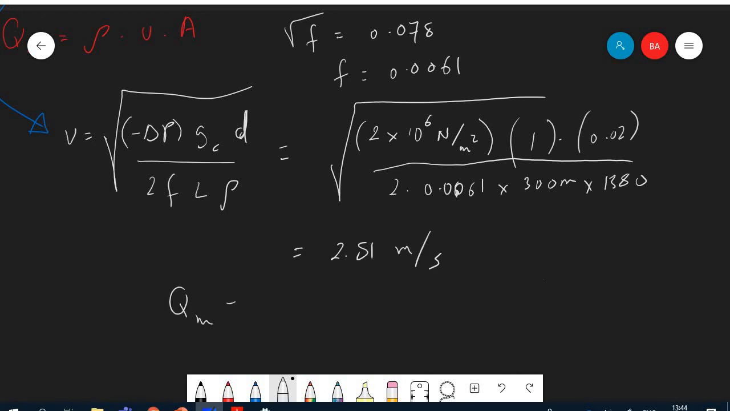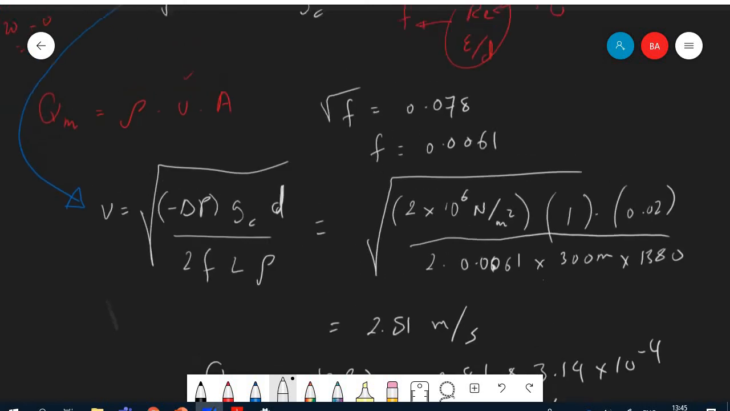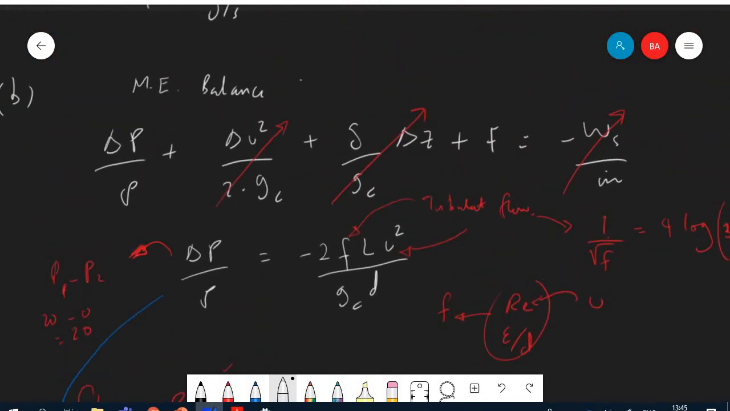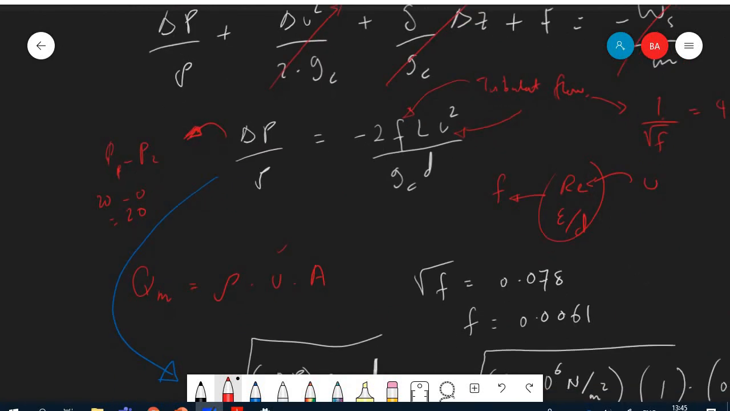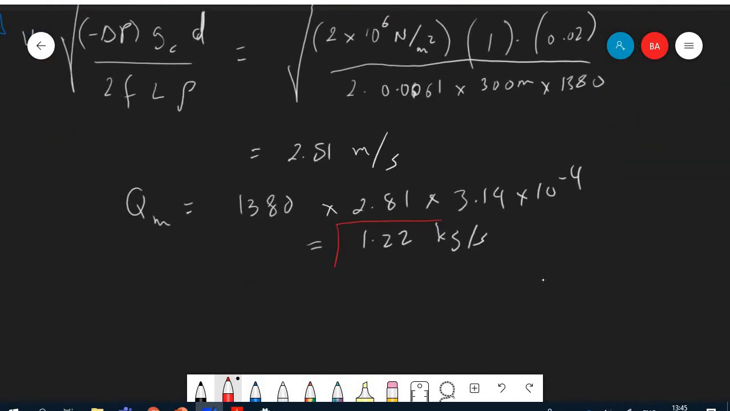So my QM is going to be the density multiplied by the velocity multiplied by the area, to be equal to 1.22 kilograms per second. And we can see that this number is lower than the number that we obtained earlier. So why? Because it's at the other end. The answer was 14.2. Definitely that was high, but I'm talking now about the other end. The other end, it is 1.22 kilograms per second. So that was question 38.